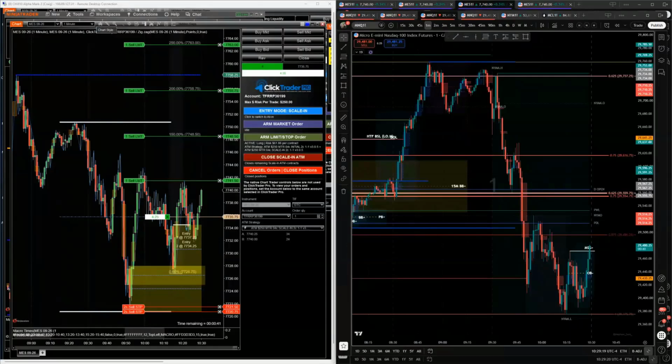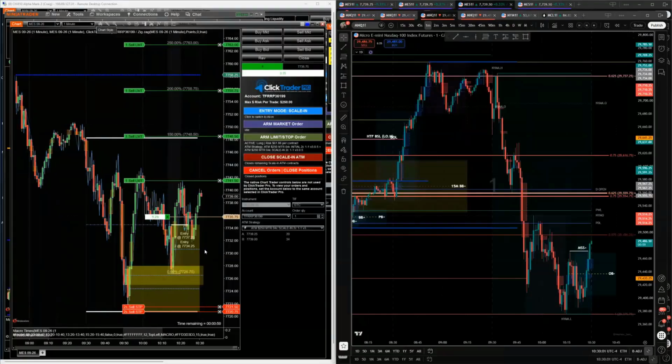Looking for a confirmed market structure shift here on the NASDAQ. That should help drive our S&P higher. Notice the market is holding that 50% level, the mean threshold of the propulsion block. That's what you want to see. Targets are based off of IPDA standard deviations.